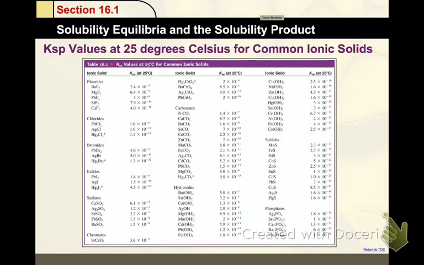You can find tables of Ksps in like the back of the book, in the chapter, or on the internet. This is an example. You can see that for the most part, well, these are all values that are less than 1, but for the most part, they're very, very small values for the equilibrium constant expressions.